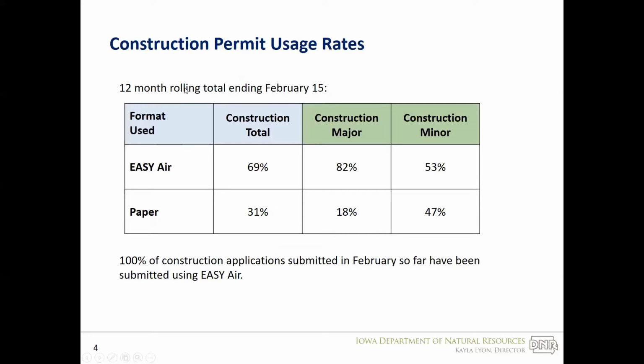So just an update of who's using Easy Air. So for the past 12 months, for construction permitting, their total usage is 69% of applications have come in using Easy Air. As you can see, there are a higher number of major source applications that come in compared to minor source. And we are working with stakeholders and doing some surveying and research to discover ways that we can make the system more appealing to use for minor permit applications. So far this month in February, 100% of construction applications have been submitted using Easy Air. So that's really awesome.